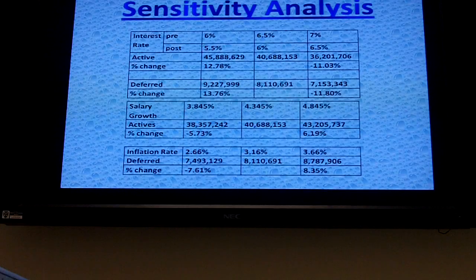Also, you can see how a change of the value of salary growth affected liabilities. Alterations in salary growth obviously only affect active members of the scheme. A decrease of 0.5% on the original salary growth of 4.345% reduced liabilities by 5.73%, whereas an increase of 0.5% increased it by 6.19%. Finally, we looked at the effect of changing the level of inflation. Our original inflation value was 3.16%. A decrease of 0.5% on inflation reduced the liabilities by 7.61%, and an increase of 0.5% increased liabilities by 8.35%.